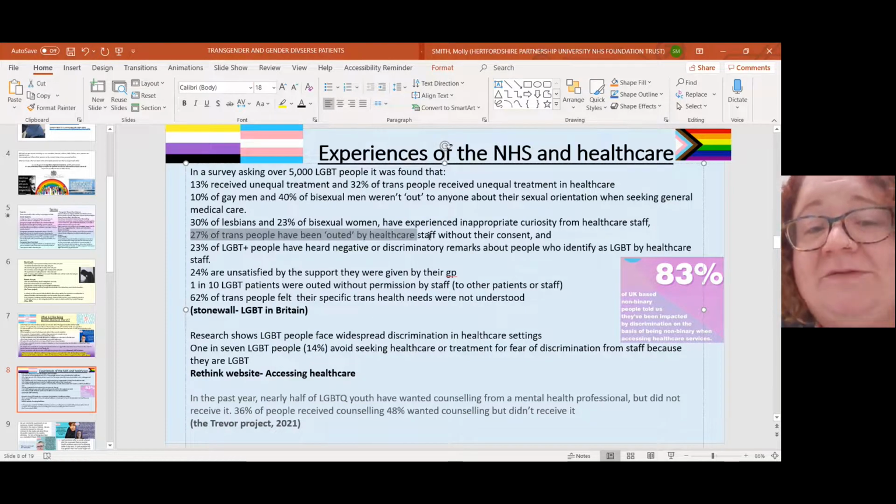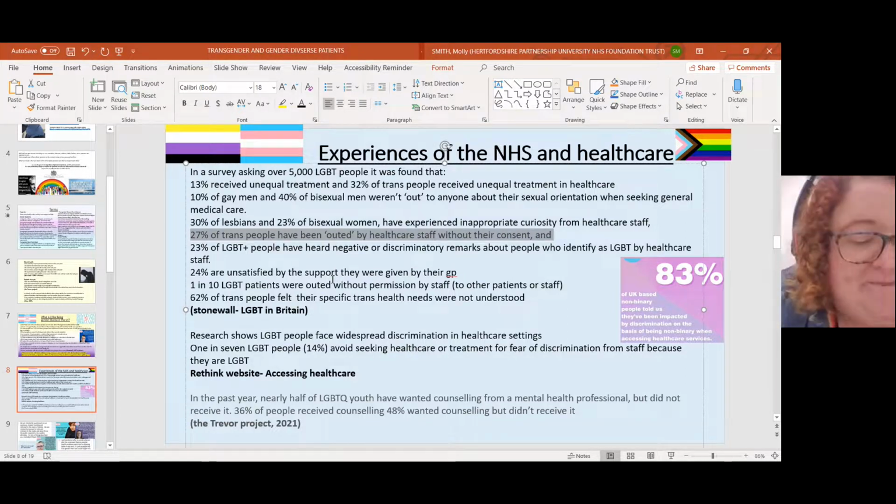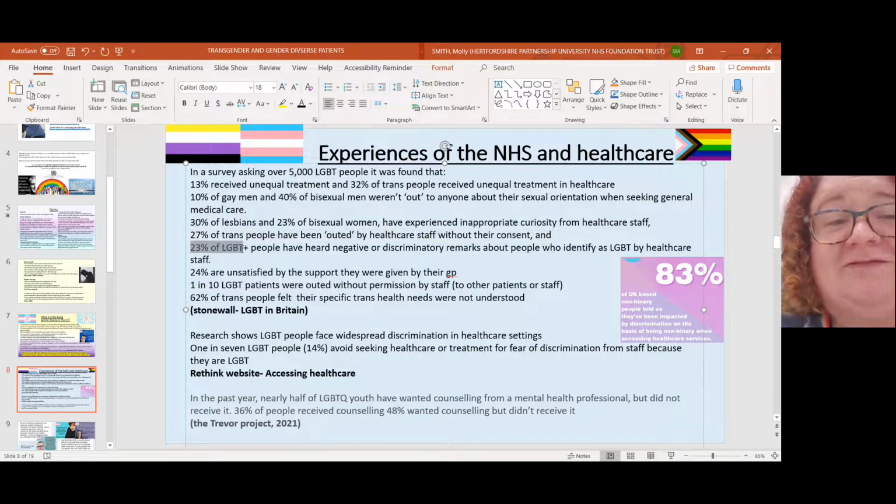27% of trans people have been outed by healthcare staff without their consent. So what this means is they have probably told a member of the NHS or healthcare staff that they are transgender, and they may not be out yet. So other people socially may not know, whether that's their friends or their family. And that member of staff has outed them. So that member of staff has then told people they're transgender without their consent or without them probably even knowing about it. And 23% of all LGBT people have heard negative or discriminatory remarks about people who identify as LGBT by healthcare staff.